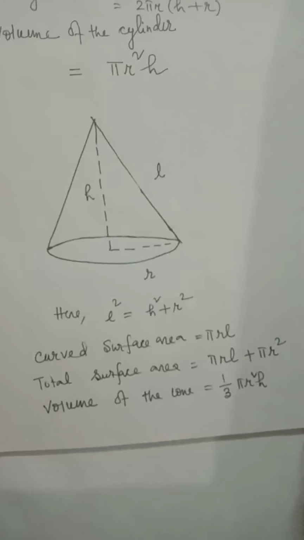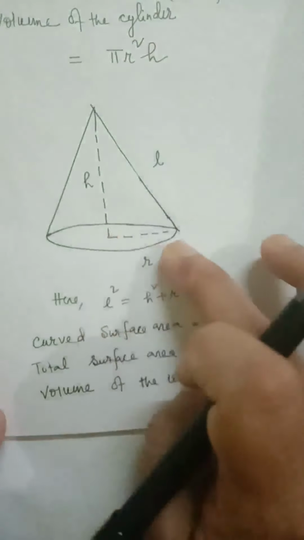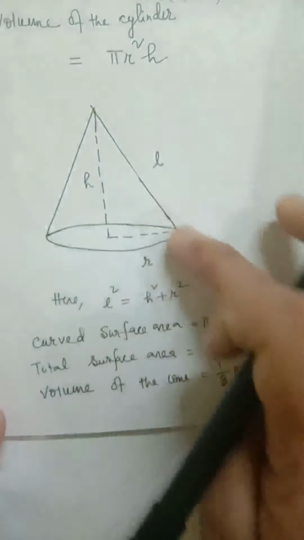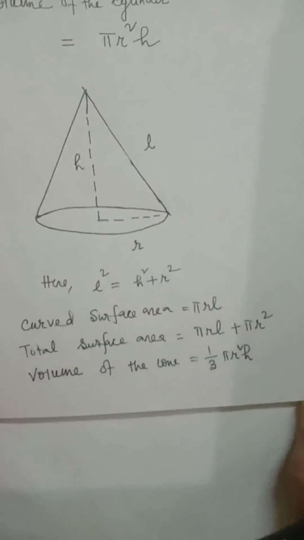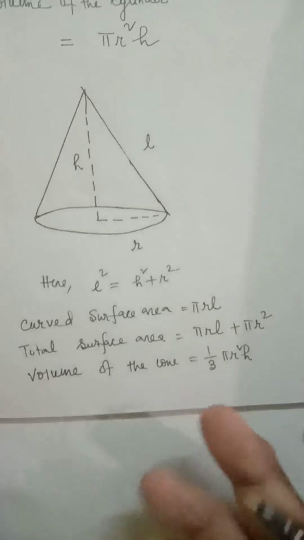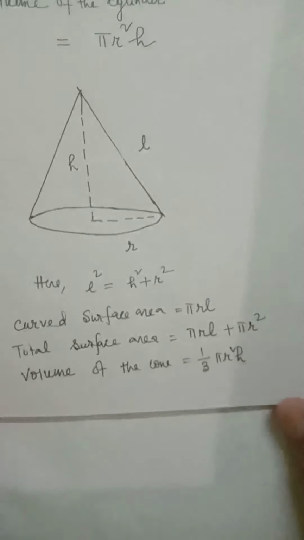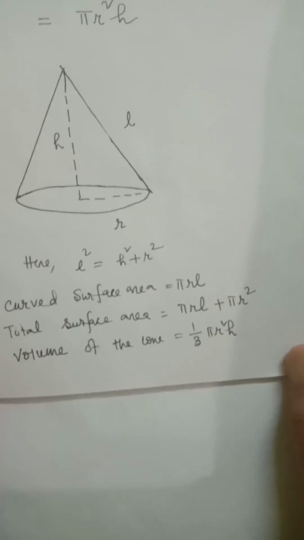Next, write circular cone. Suppose h is the height of the cone, r is the radius of the base, and l is the slant height. Then the relation between these three is l square equal to h square plus r square. The curved surface area of the cone is pi rl. Total surface area, that is curved surface plus area of base, is pi rl plus pi r square. And the volume of the cone is 1 by 3 pi r square h.